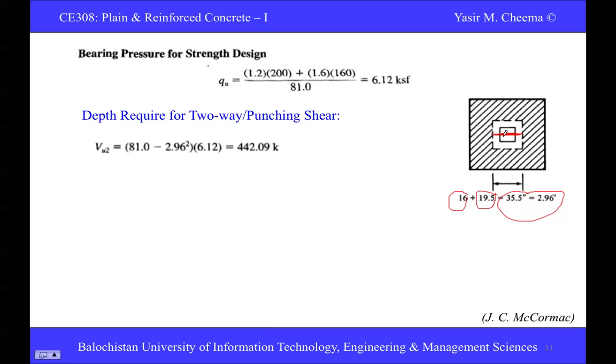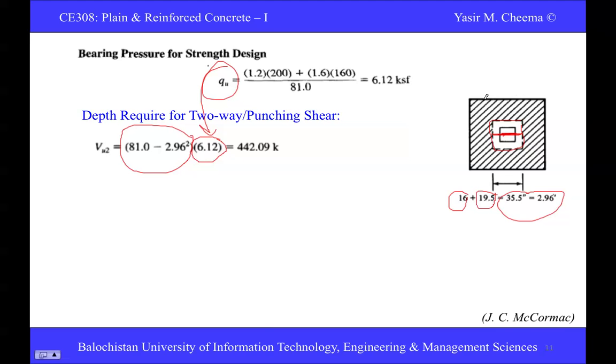So we have to find the ultimate shear strength produced at the periphery of this one. You remember, it is equal to Qu, the ultimate soil pressure, multiplied by the hatched area. In the previous definition, when I told you the ultimate shear strength at this periphery, it is equal to this Qu, the bearing strength, multiplied by the hatched area. So total area is 81 square feet minus 2.96 squared. This is the hatched area.